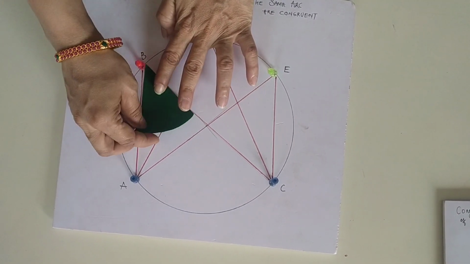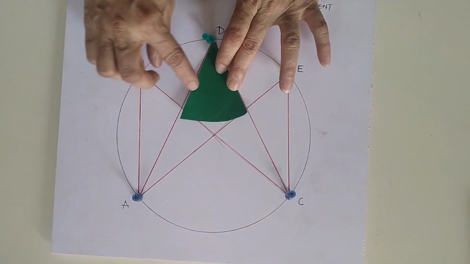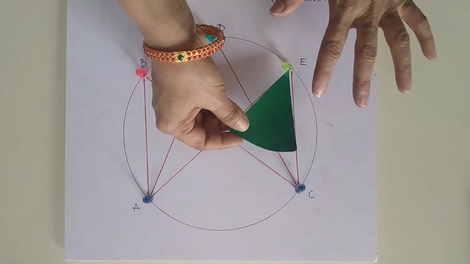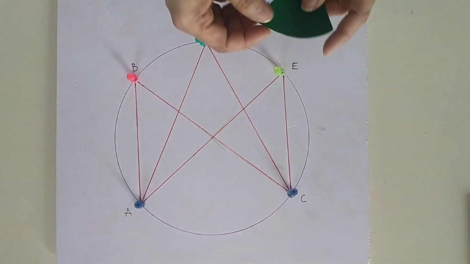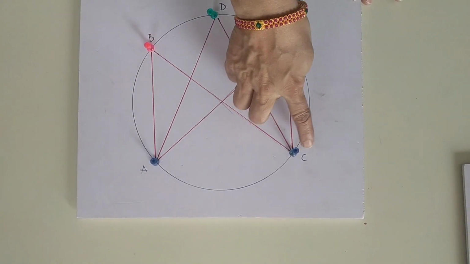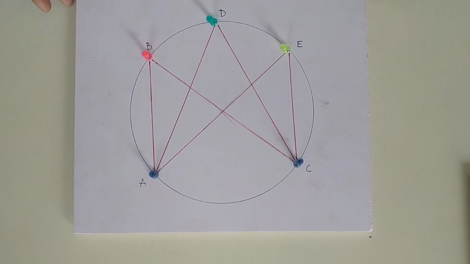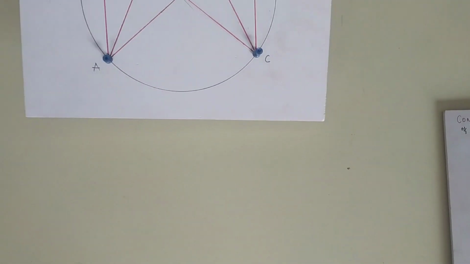This measure fits exactly over here. That means this is congruent to this measure. This is congruent to this measure. That means these inscribed angles, which are inscribed in the same arc, are congruent. This is a corollary of the inscribed angle theorem that can be proved.